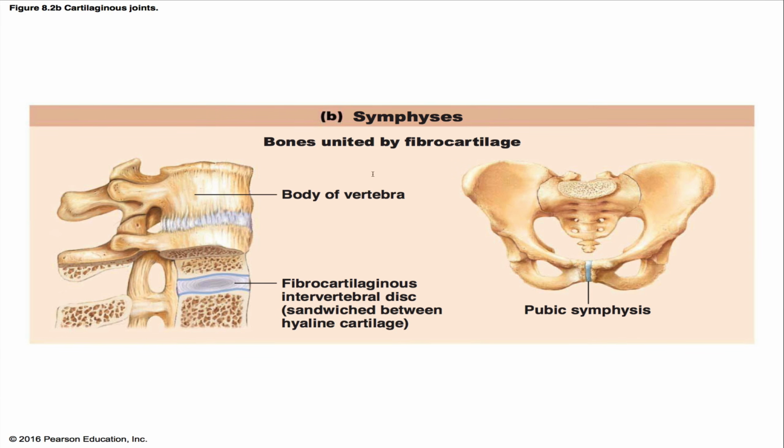So when you look over here, right over here, this is a symphysis. This is between two backbones. So this is the fibrocartilaginous intervertebral discs. What we find over here is hyaline cartilage lining the surfaces, and then in between you have the fibrocartilage.